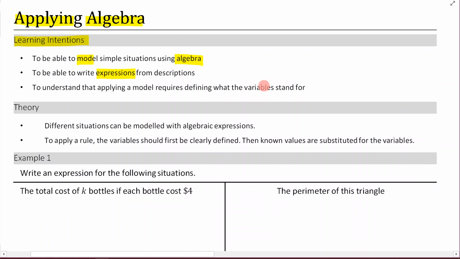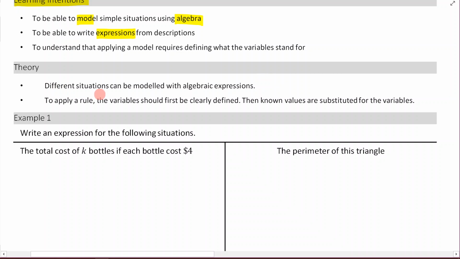Let's just first talk about some theory here. Different situations can be modeled with algebraic expressions. To apply a rule, the variables should first be clearly defined. The known values are substituted for the variables. Okay, so let's go through some examples here.